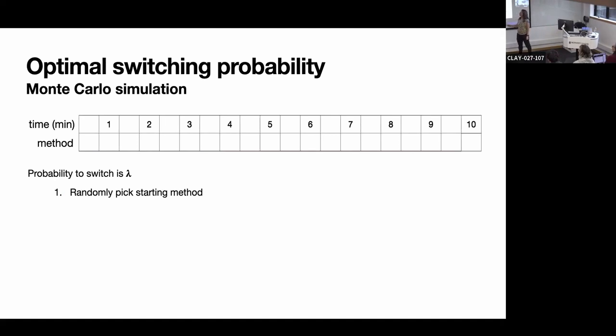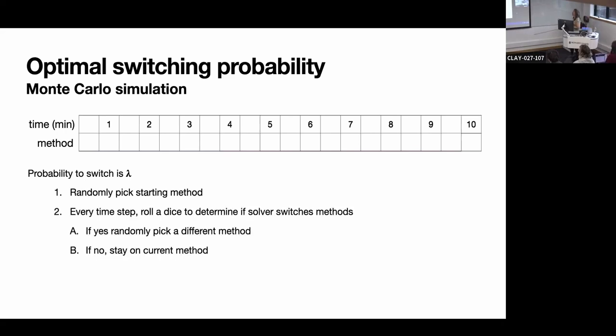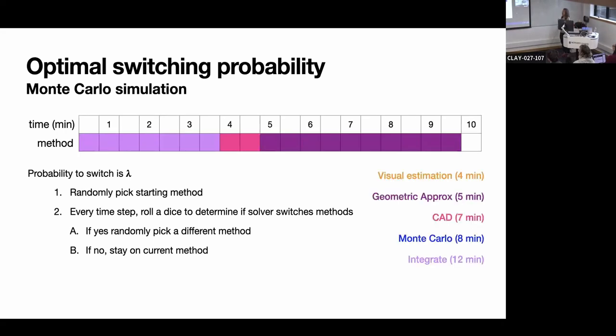What I'm going to do is randomly pick some starting method over here. Then on each square, I'm going to flip a coin that's weighted by lambda. If it says switch, then I will randomly pick a different method. And if no, I'll stay on the current method. So you'll get something that looks like this. I randomly picked integrate, and I flip the coin, and I switch here. So now I have CAD, and then I flip the coin, then I switch to geometric approximation.